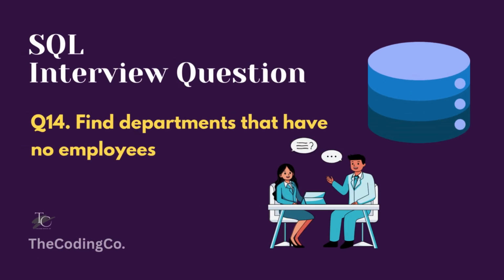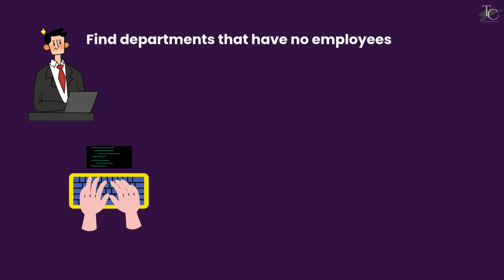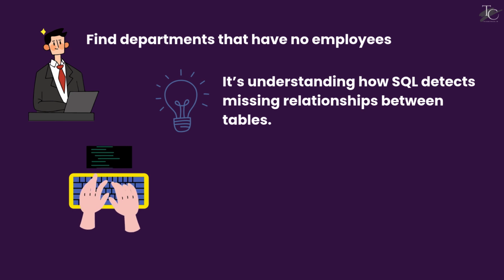Here is another interview question. Interviewer says, find departments that have no employees. And suddenly people start writing complicated queries. But the real trick here is not complexity. It's understanding how SQL detects missing relationships between tables. So let's break it down step by step.